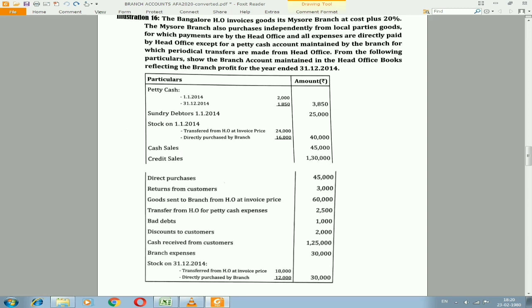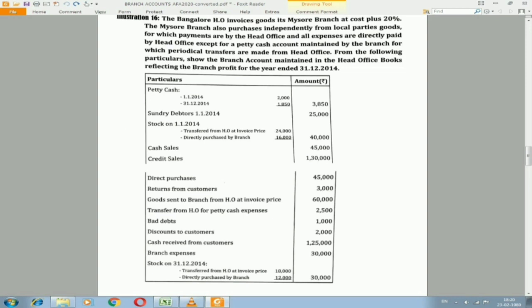Then we have cash sales, credit sales, direct purchases, returns from customers, goods sent to branch from head office at invoice price, transfer from head office for petty cash expenses, bad debts, discount to customers, cash received from customers, branch expenses, stock on the closing day. We have two stocks, which is received from head office and which is purchased directly from the local parties. Now let us start with the solution.